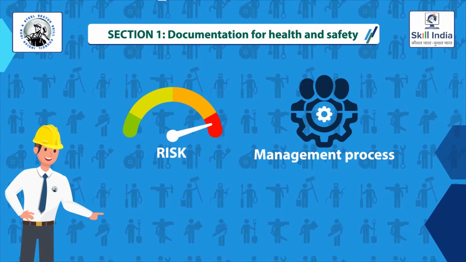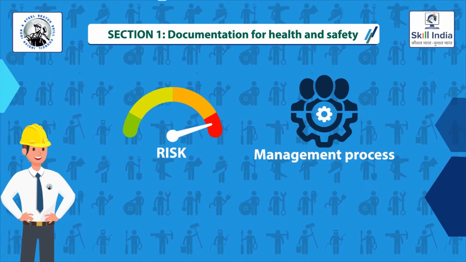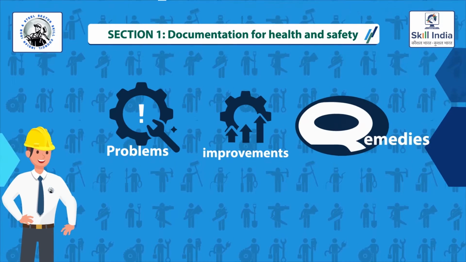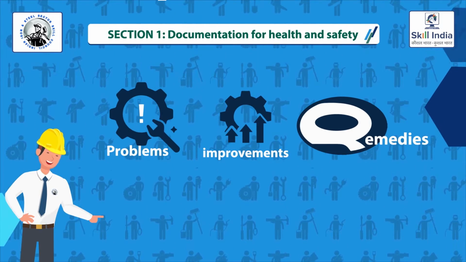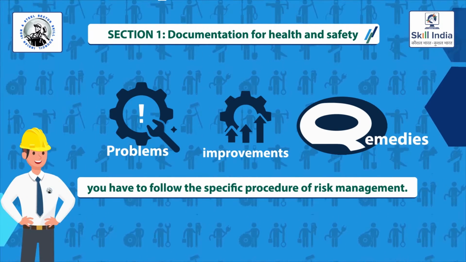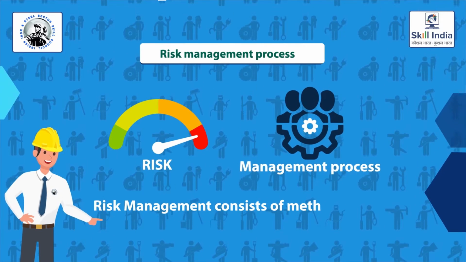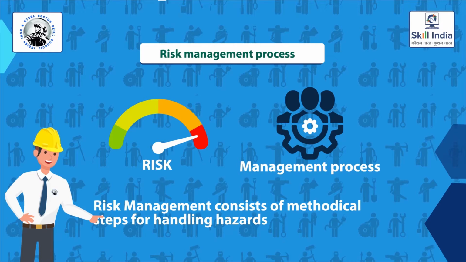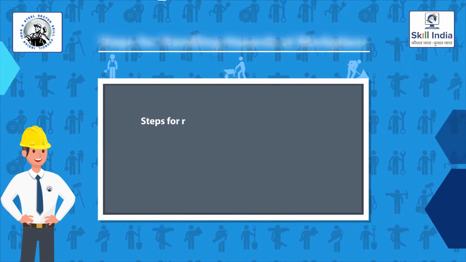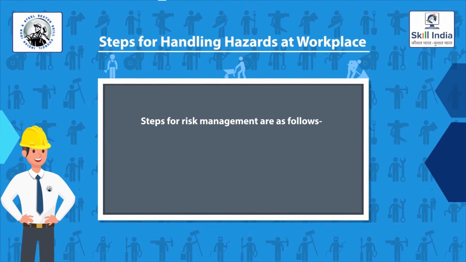Firstly, we shall talk about the risk management process. To identify problems and suggest improvements or remedies, you have to follow the specific procedure of risk management. Risk management consists of methodical steps for handling hazards in the workplace. Steps for risk management are as follows.